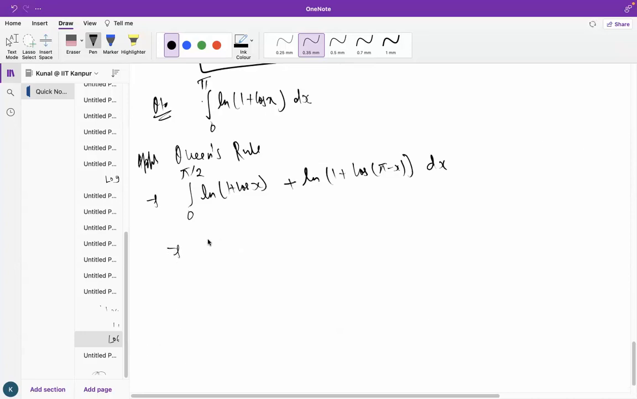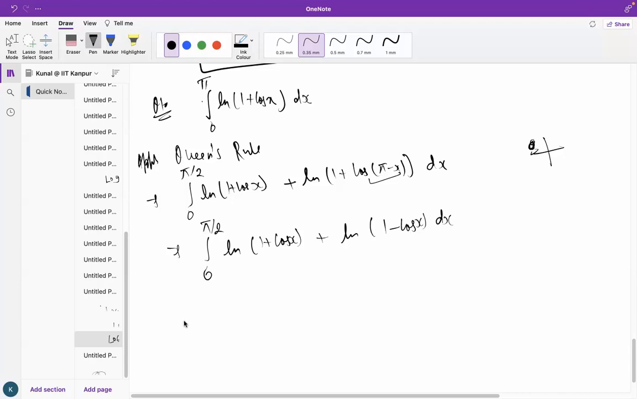So let me solve it here. We are integrating from 0 to pi by 2, ln of 1 plus cos x. And what is this? This is actually minus cos x, right? Because we are in the second quadrant, and in the second quadrant cos is negative. You can write ln 1 minus cos of x dx.